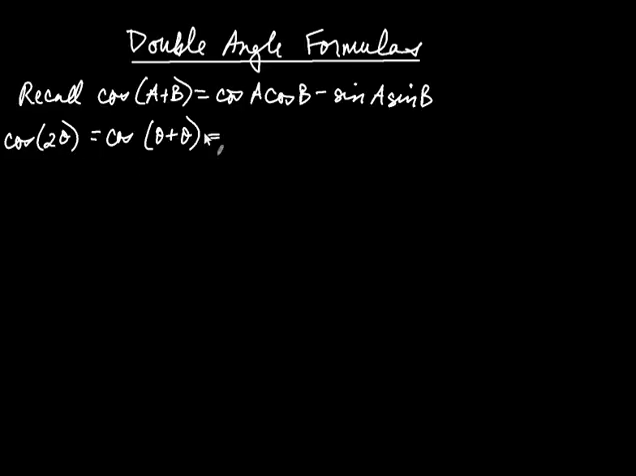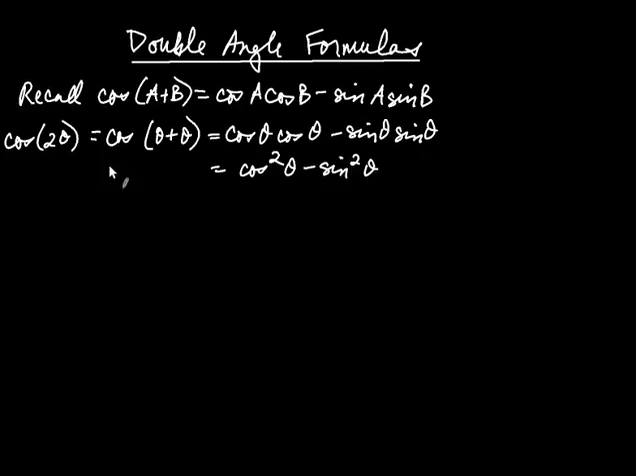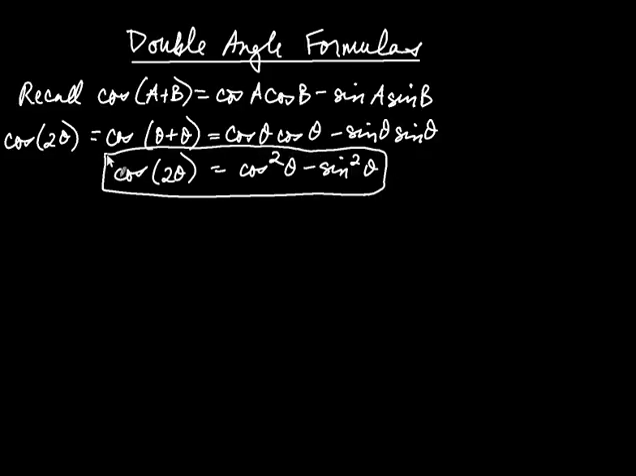But if you also expand it using the sum formula, you get cosine theta cosine theta minus sine theta sine theta. Now this is simply cosine theta times cosine theta, and so that's just cosine squared theta. And likewise, that's just sine squared theta. So we have the first form of the double angle formula for cosine of 2 theta. That is cosine of 2 theta is equal to cosine squared theta minus sine squared theta. This is the first form of the double angle formula for cosine.